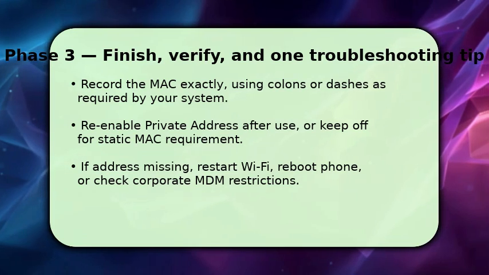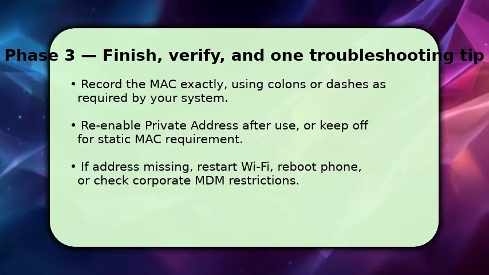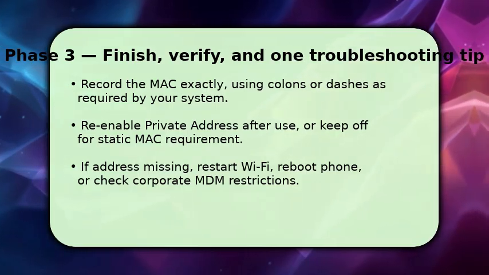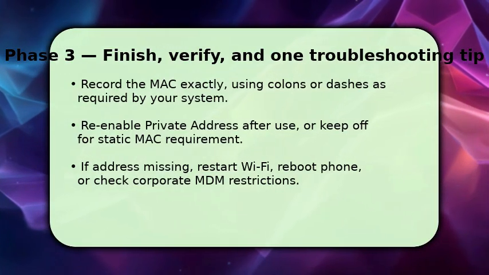Finish by copying the Wi-Fi address exactly. Use colons or dashes per your destination form and double-check characters. Once you've recorded it, you can re-enable private address for privacy or leave it off if the network needs a static MAC.